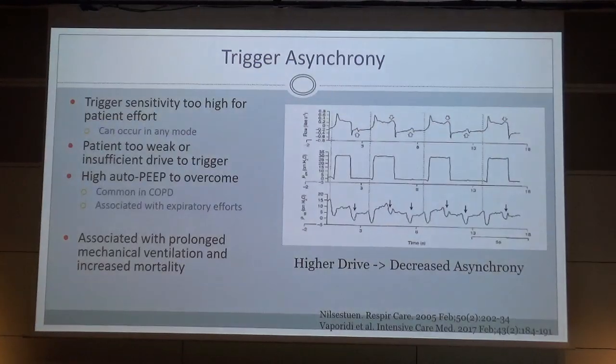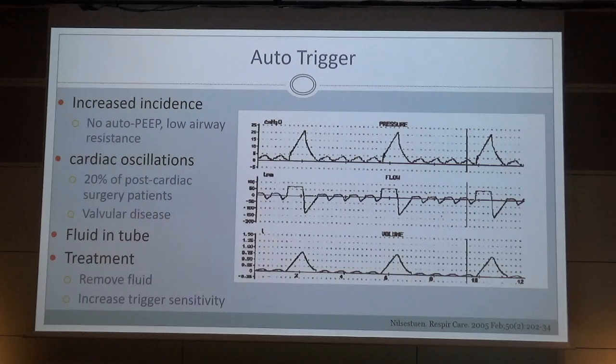Traditionally, the breathing patterns have been thought of more as dyssynchronies alone. Some of the traditional dyssynchronies we'll briefly cover are trigger asynchronies, which are basically when the trigger sensitivity is too high for patient effort. This can occur in any mode. This is secondary to patients being too weak, not having sufficient drive, or not being able to overcome the severity of autoPEEP that they're seeing on the ventilator. This has been associated with prolonged mechanical ventilation and increased mortality in these clusters of disease that have been seen.